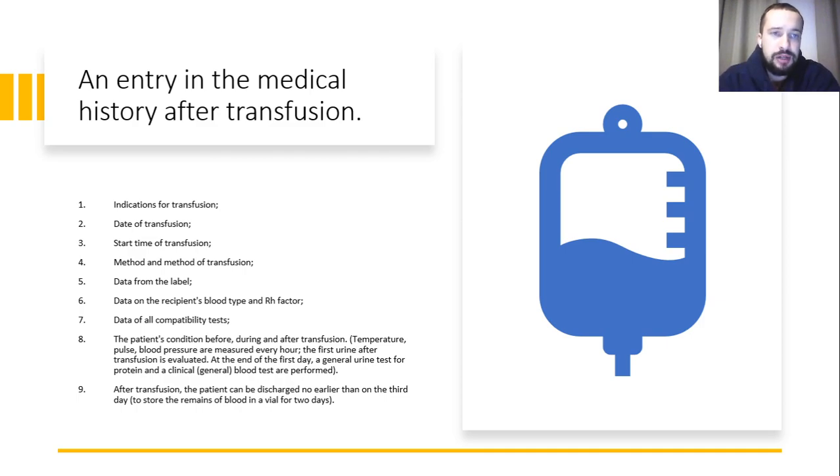An entry in the medical history after transfusion. You need to write the indication for transfusion, date of transfusion, start time of transfusion, method and type of transfusion, data from the label, data on the recipient's blood type and rhesus factor, data of compatibility tests, the patient's condition before, during and after transfusion, temperature, pulse, blood pressure measured every hour.